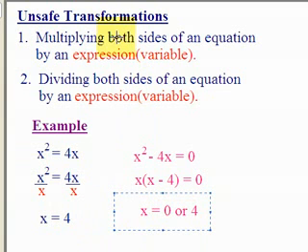So multiplying both sides by a variable or an expression could create solutions that don't exist, called extraneous. And dividing both sides by a variable could eliminate solutions. So be careful of these two situations. In the case of the numbers, we're fine. But in the case of expressions, be very careful.